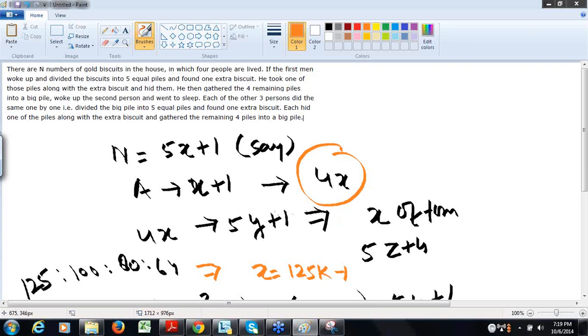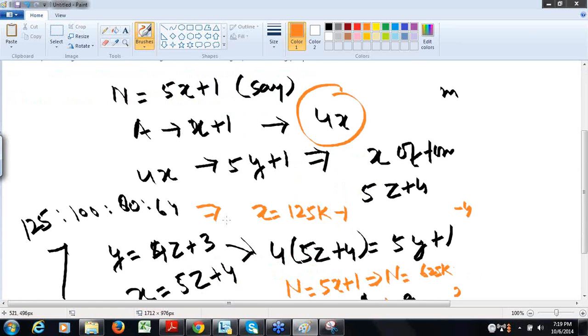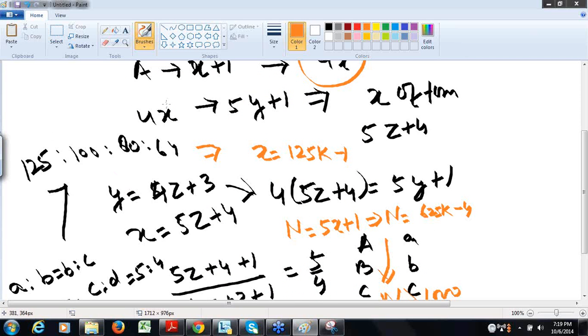If 4x has to be of the form 5y plus 1, then x must be of the form 5z plus 4. Then only this can be possible. 5z plus 1, it can be possible in that case only. 5z plus 4, then only it can be possible. Now if that is the case, then put this value x is equal to 5z plus 4. Put this value in this. So what you will find?